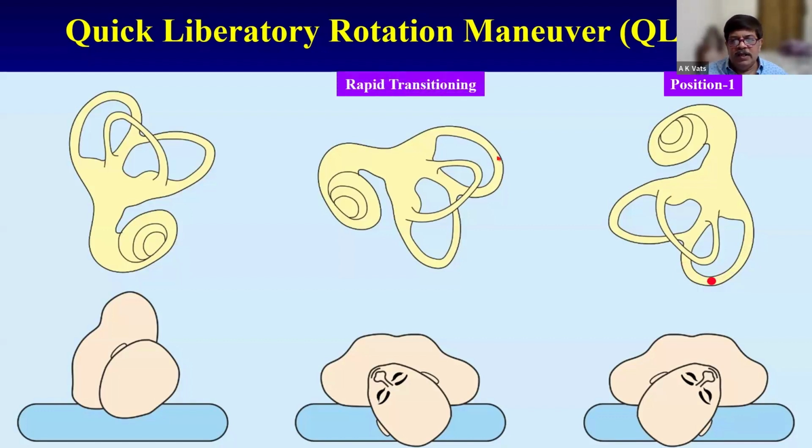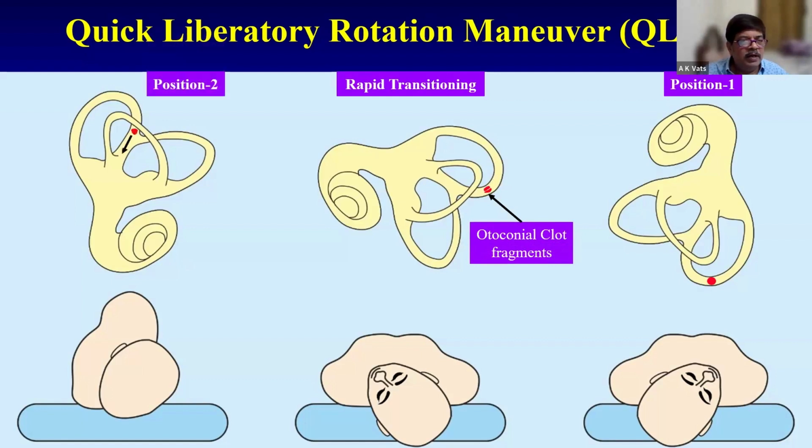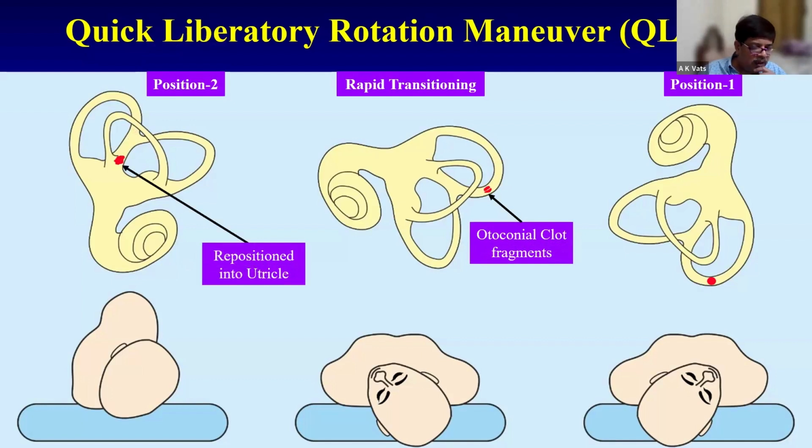In the rapid positioning, it moves towards the common crus. The otoconia, either in position 1 or position 2, get fragmented, and so finally it becomes so small that during the nose down position to the opposite side, it gets repositioned into the utricle. I prefer this maneuver more because there are 2 points, during position 1 and the rapid transitioning, where rapid deceleration is done, so there are chances of this otoconial clot to fragment and get dislodged from the jammed position of the canal.